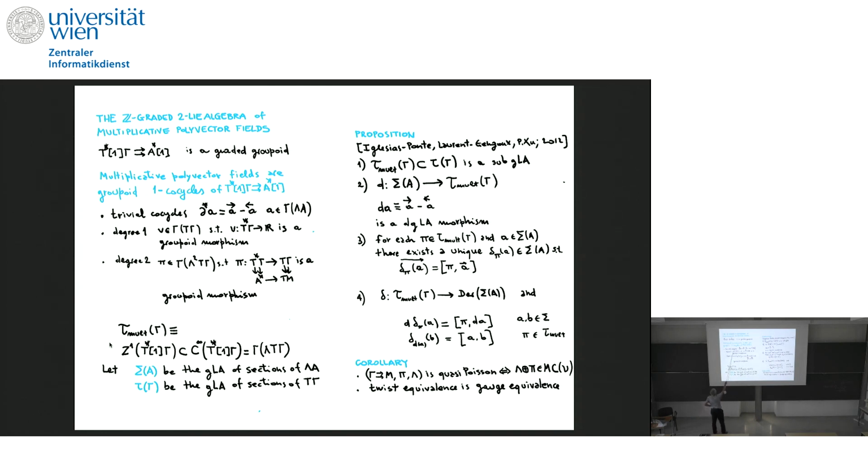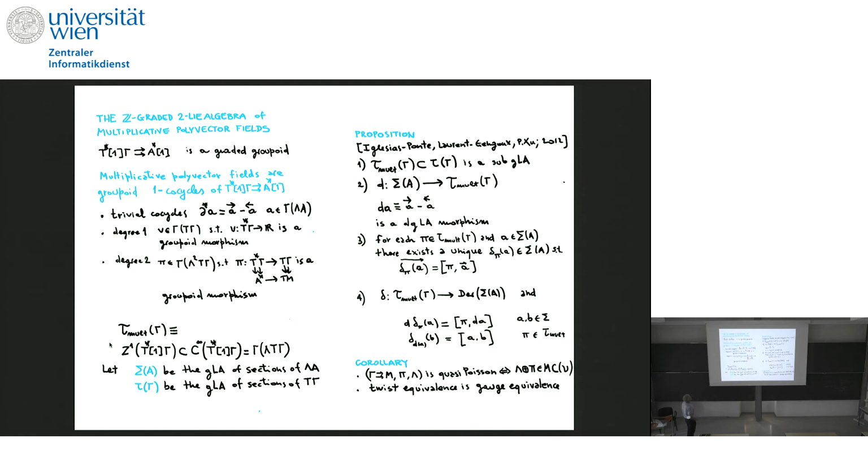And in degree one, just vector fields on arrows. Vector fields on arrows you can see as functions on T star gamma. And so V is a multiplicative vector field if and only if V is a groupoid morphism from T star gamma to R, where R is the additive group. So V of gamma 1 gamma 2 is V gamma 1 plus V gamma 2. And in degree 2 are bivector fields. A bivector field can be seen as a bundle map from T star gamma to T gamma. So pi is multiplicative if and only if this is a groupoid morphism: T star gamma is a groupoid, T gamma is another groupoid, so pi must respect the groupoid structure. And so on you go. So this is a way to characterize multiplicative polyvector fields.